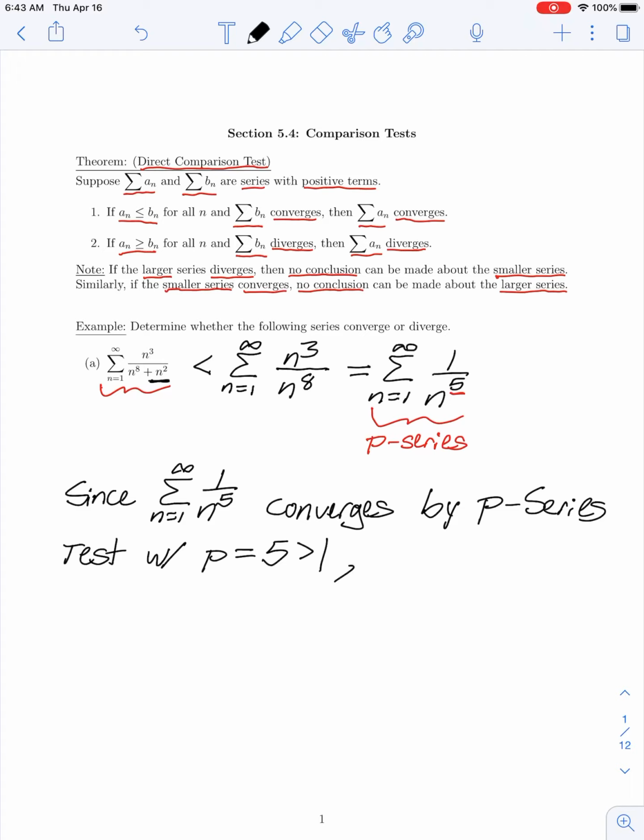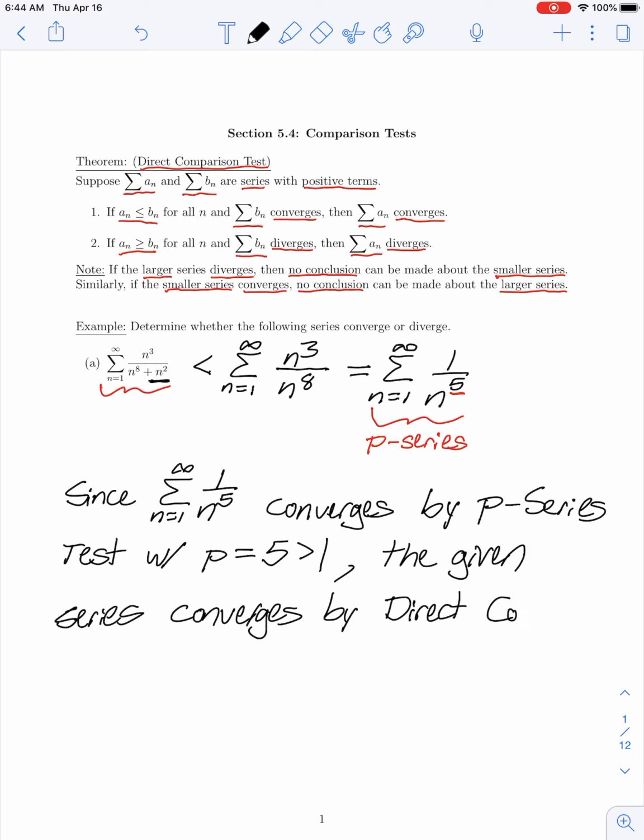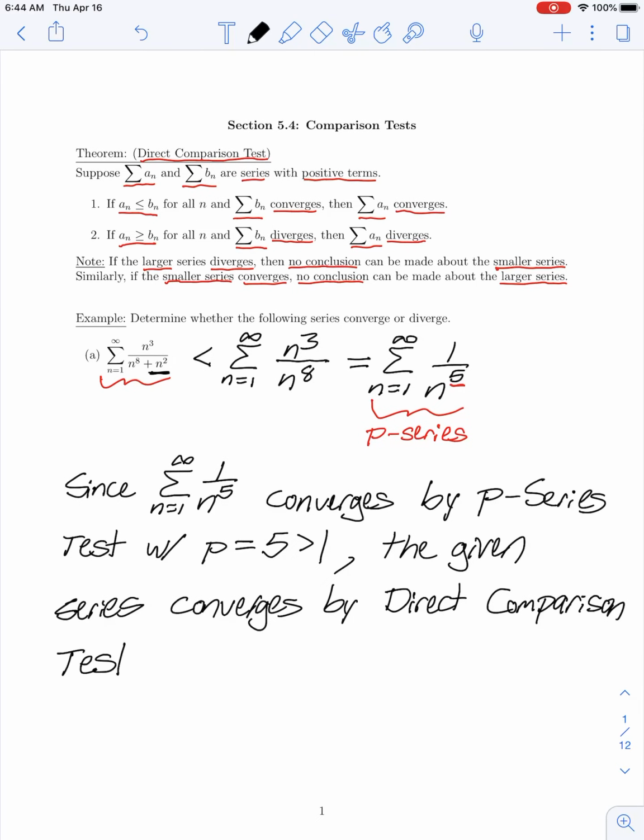So since that series converges, then the given series must also converge by the direct comparison test. So here our result is that this series converges by the direct comparison test.